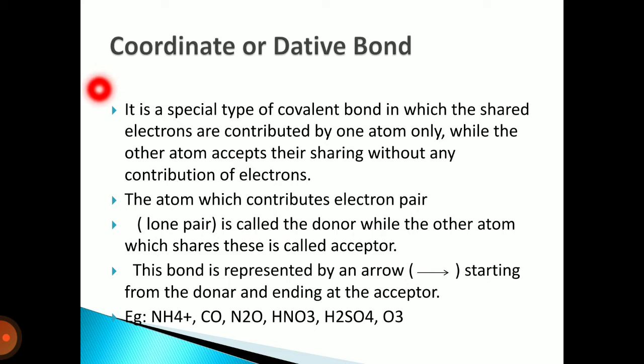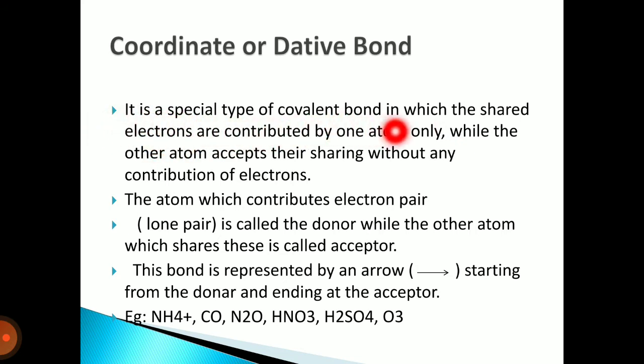The only difference between covalent and coordinate bond is that in a covalent bond both the combining atoms contribute an equal number of electrons, which are shared mutually by the combining atoms, whereas in a coordinate or dative bond only one atom contributes its pair of electrons, which is accepted by the other combining atom. So that's the basic difference between coordinate and covalent bond.